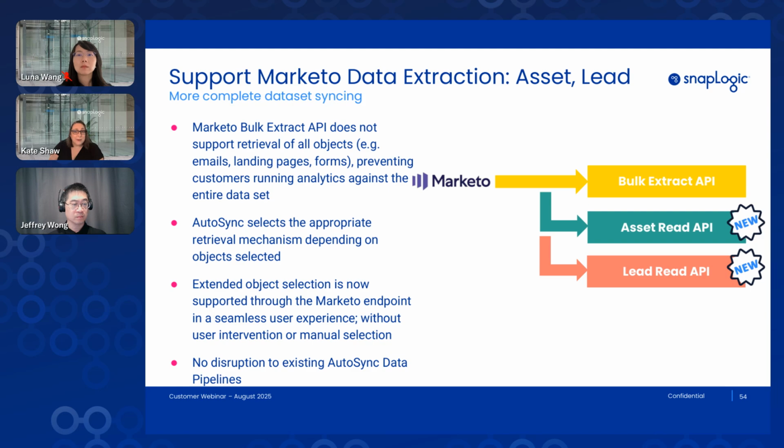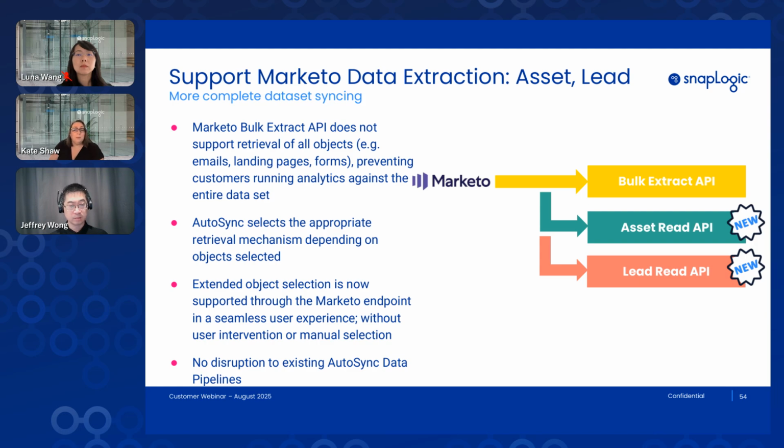Similarly, in Marketo, the bulk extract API that we use does not honor things like the asset and the lead objects. Those have dedicated APIs for them. So we have added, again, automatic support for that. If you pick the asset or the lead object in your Marketo AutoSync data pipeline, the correct API will be used automatically. You don't have to worry. Again, a more complete data set, something that the users don't have to worry about. It happens behind the scenes.